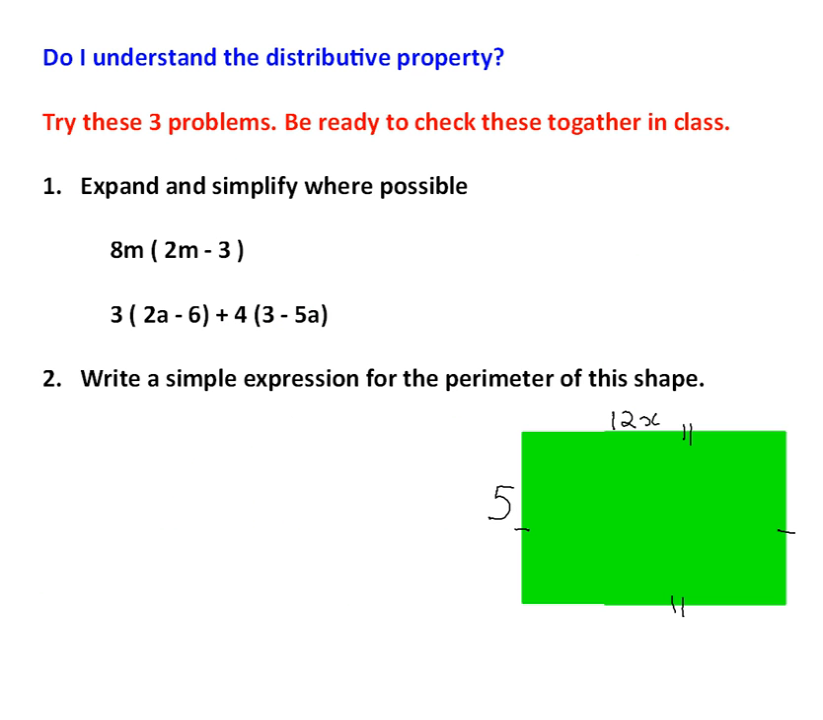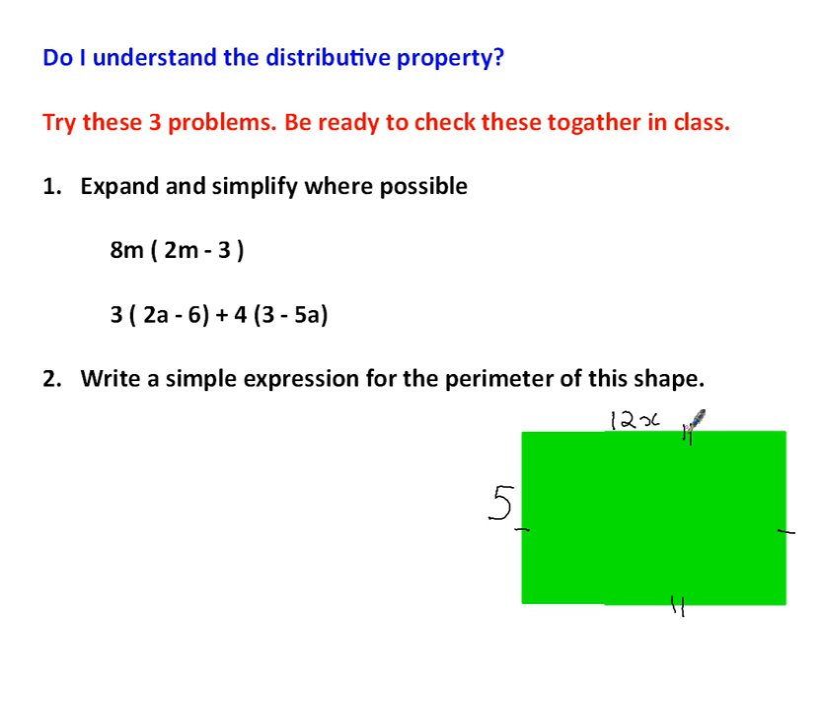All right, guys, I'd like you to have a look at these 3 and have a go at these ones for tomorrow. Question 1 says, expand and simplify where possible these 2 expressions. Here's a little application. It says, write a simple expression for the perimeter of this shape. Just a reminder that perimeter is the total distance around the outside.